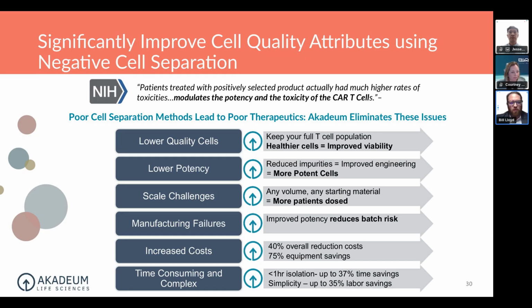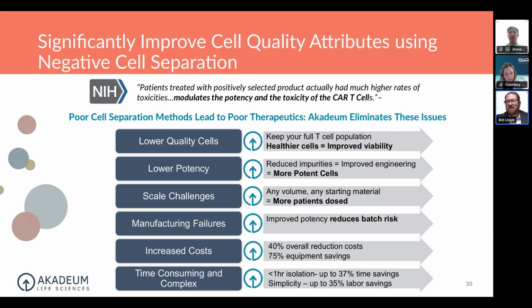Last slide to emphasize why this is so important. The NIH wrote a publication where they compared positively selected products to those of negatively selected cellular products and noted that positively selected products actually had much higher rates of toxicity, which can modulate the potency and the toxicity of those CAR T cells. And so it has been our mission at Acadium to emphasize data sets in our lab as well as the labs of our partners to underscore why this quality, why the increased potency, how can we improve potency but also reduce batch risk?